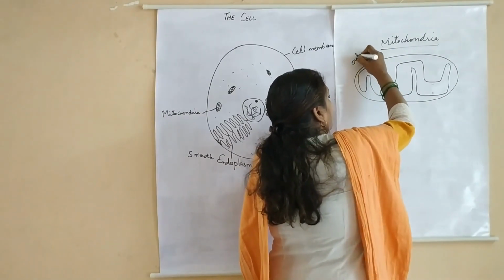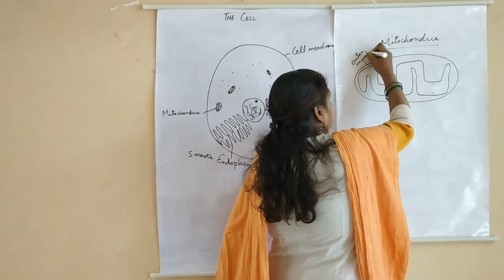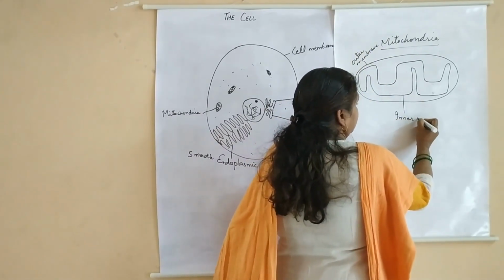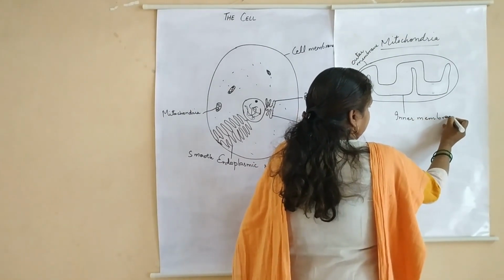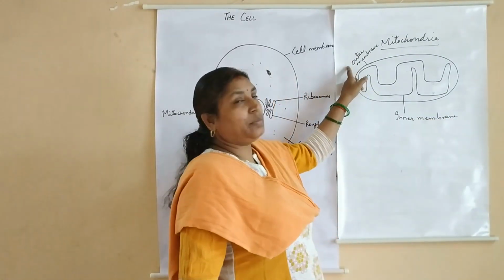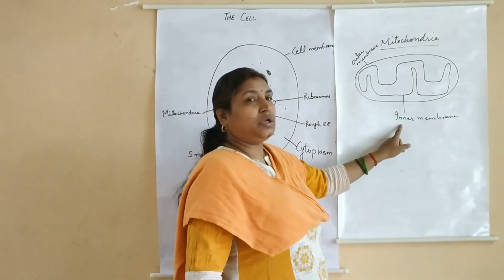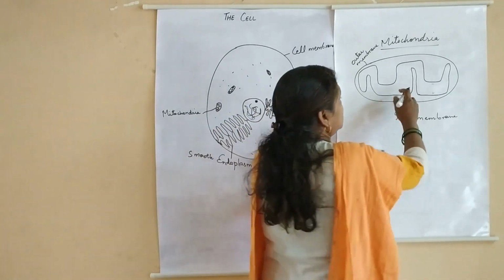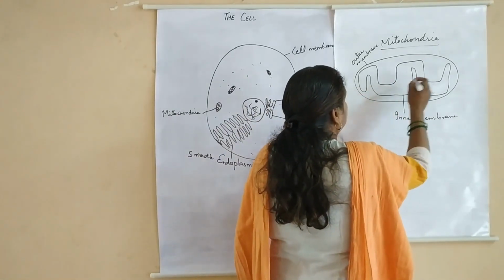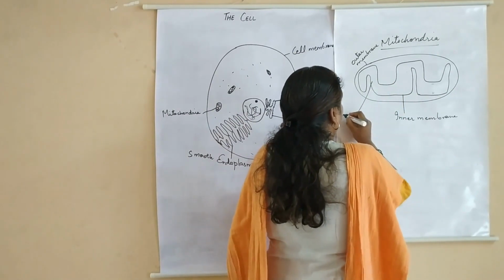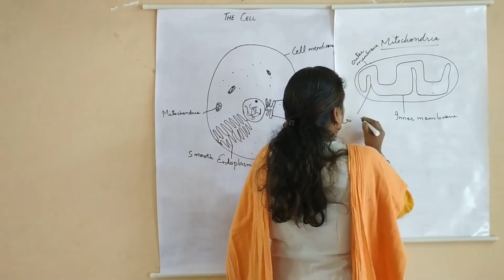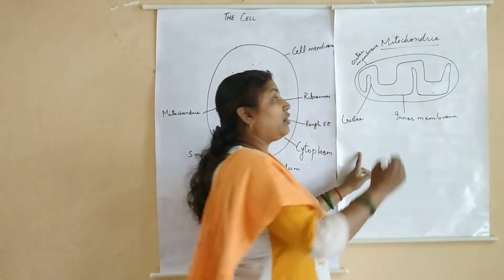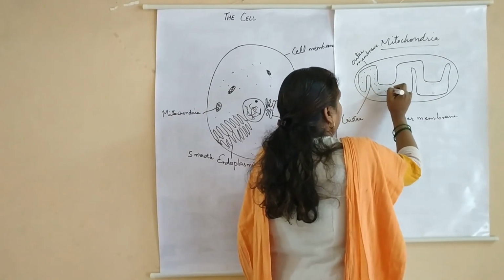So this is your outer membrane and this is your inner membrane. The outer membrane is smooth, whereas the inner membrane is projected into numerous folds called cristae. So this is your inner membrane and the folds that you see are your cristae. They are filled with fluid called matrix.